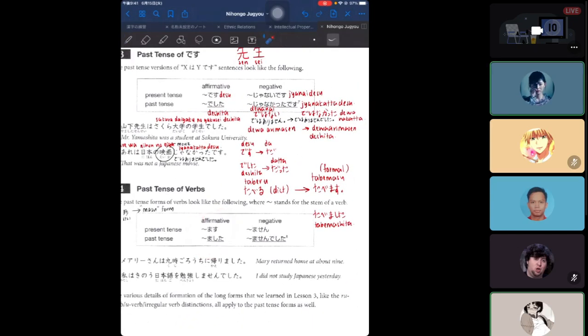When it comes to the negative, the negative form for masu becomes masen. So, for example, tabemasu becomes tabemasen. Tabemasen.